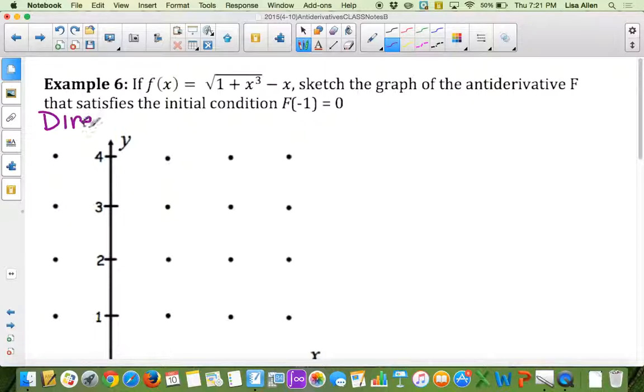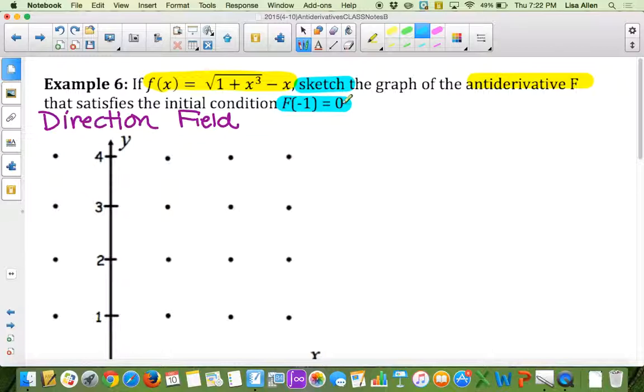So I'm going to write this right here, and you'll see where the direction field has to do with the slope of the antiderivative. If f of x is equal to that function, sketch the graph of the antiderivative. So we want to sketch the graph of the antiderivative, capital F. It satisfies the initial condition, capital F of -1 is equal to 0.